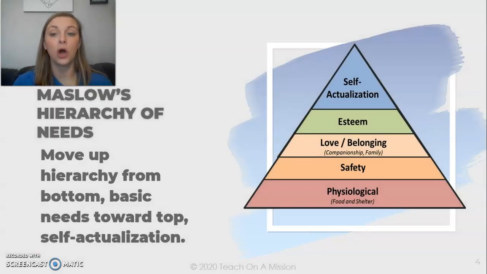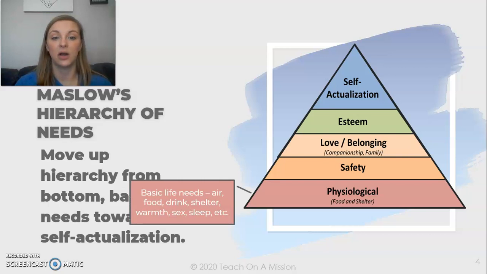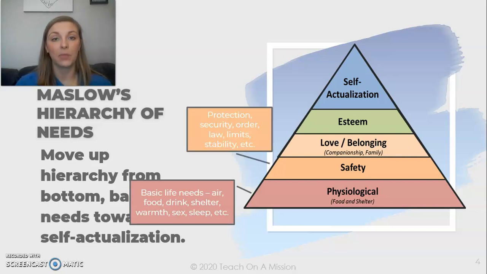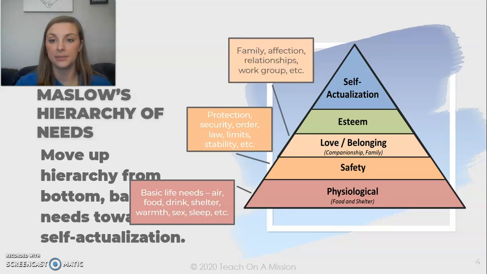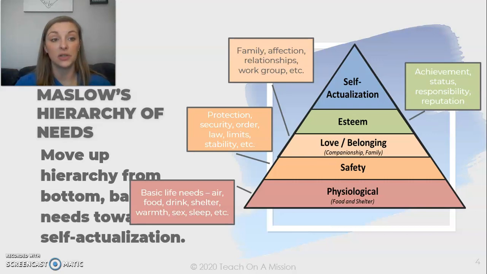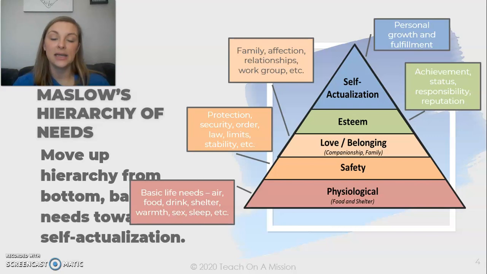So let's talk about Maslow first. We've talked about this hierarchy of needs already when we talked about motivation, so we're not going to spend a whole lot of time on this again. But the idea is that we have to move from the very bottom of this triangle up to the top until we get to self-actualization. The basic bottom of the triangle are our basic life needs like air, food, drink, shelter, warmth. All of these are our basic needs. The next is our safety, our protection, our security, limits, stability, laws. Next is our love and belonging, our family, affection, relationships, work, group, etc. Esteem, which is our achievement, status, responsibility, and reputation. And then finally, self-actualization is our personal growth and fulfillment. The idea is that we cannot focus on these top things in our life until we resolve and fulfill these very basic needs at the very bottom.